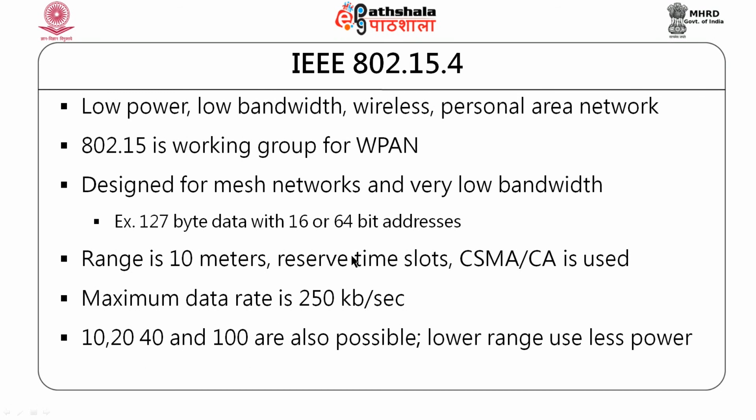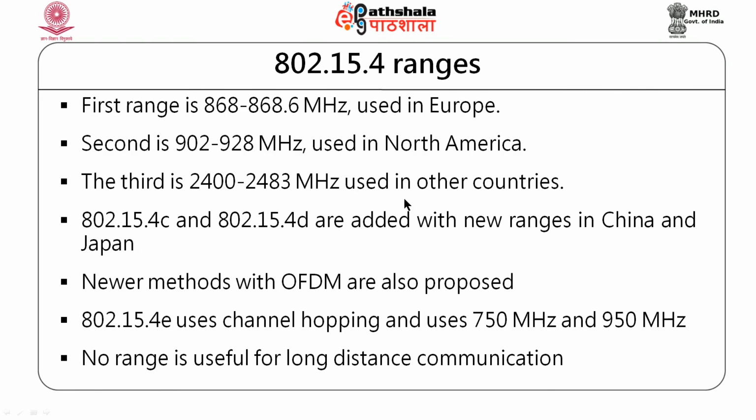If you use lesser power, lower range, you will get more power efficiency. Here are some ranges which are used. First is Europe, the second one is North America, and the third one is for other countries. There are some others added. The older methods do not use OFDM, but some newer methods with OFDM are also proposed. There is one more version which uses channel hopping like FHSS, which we looked at long back, and which is on 750 megahertz and 950 megahertz, the first ISM range, if you remember. No range is useful for long distance communication.